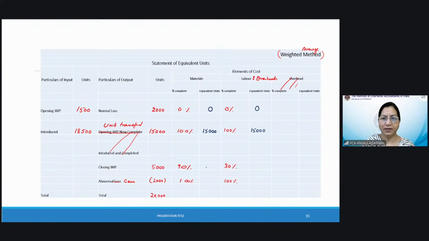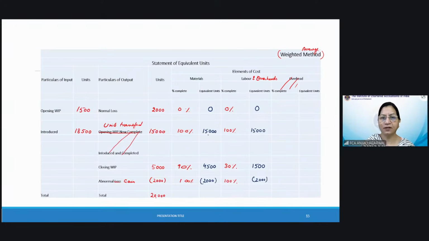Closing WIP 90%. And labor and overheads, it is 30%. So 1,500. 5,000 into 30%, 1,500. 5,000 into 90%, 4,500. And these 2,000, which are in negative, 100%.